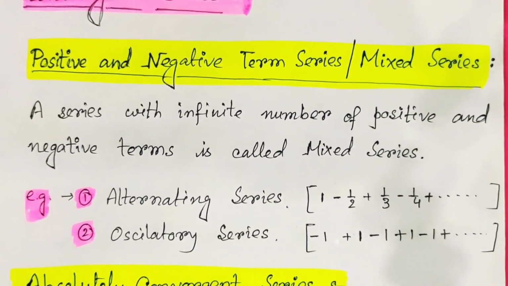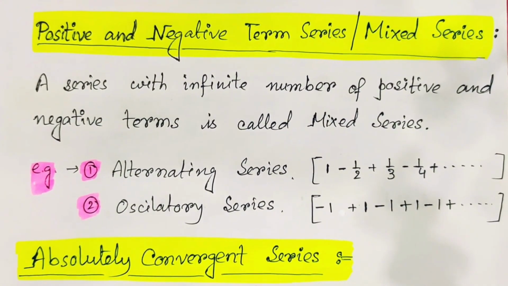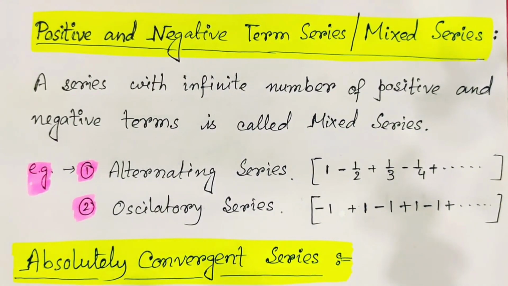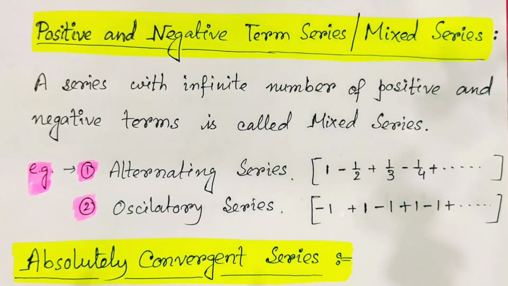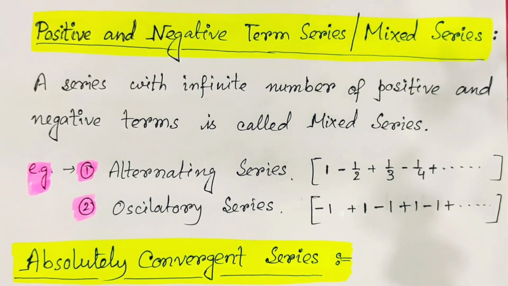So we already have such kind of mixed series taken as an example. You can remember the alternating series. Alternating series means consecutively positive, negative terms are there. So in an alternating series there are an infinite number of positive terms as well as an infinite number of negative terms also. So this one is the alternating series, which is an example of a mixed series. Now the oscillatory series, like here it is +1 -1 +1 -1, this one is an oscillatory series. This one also we can say is a mixed series.